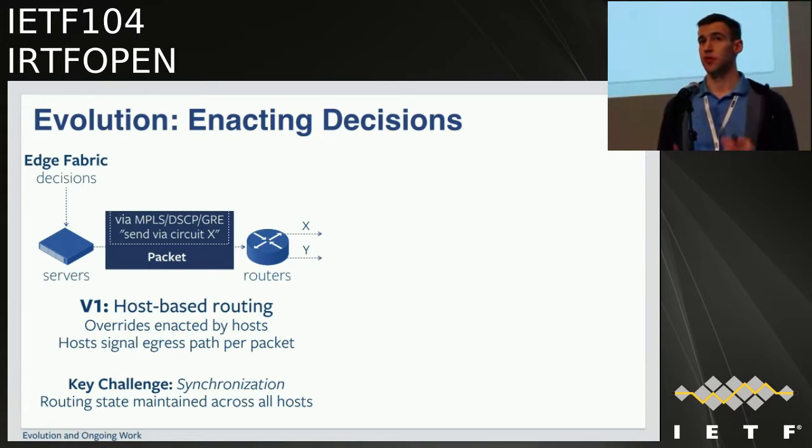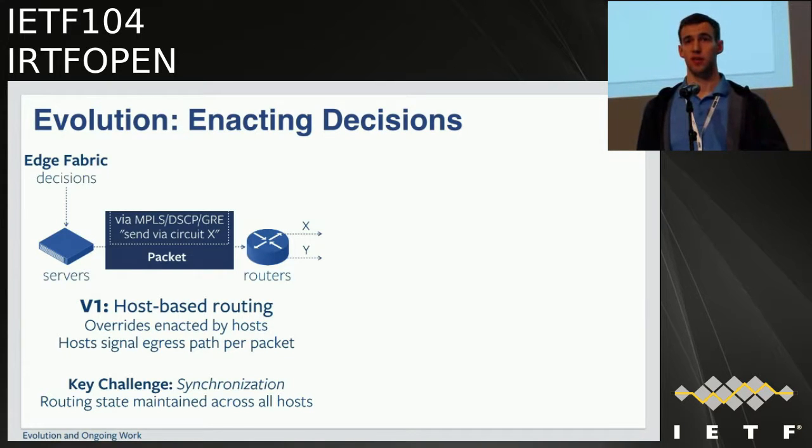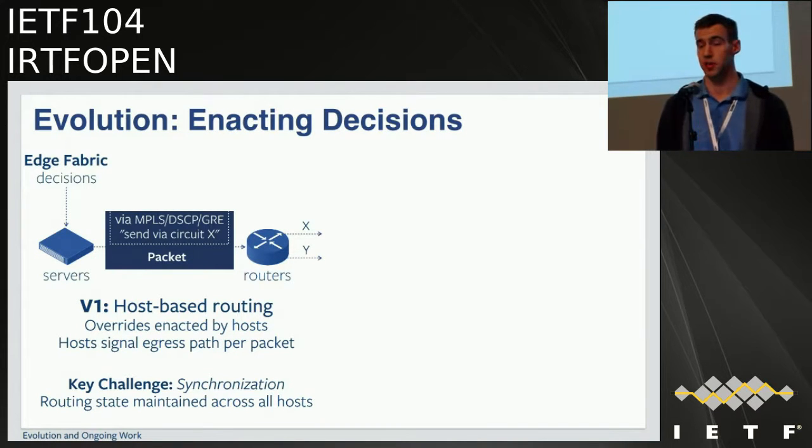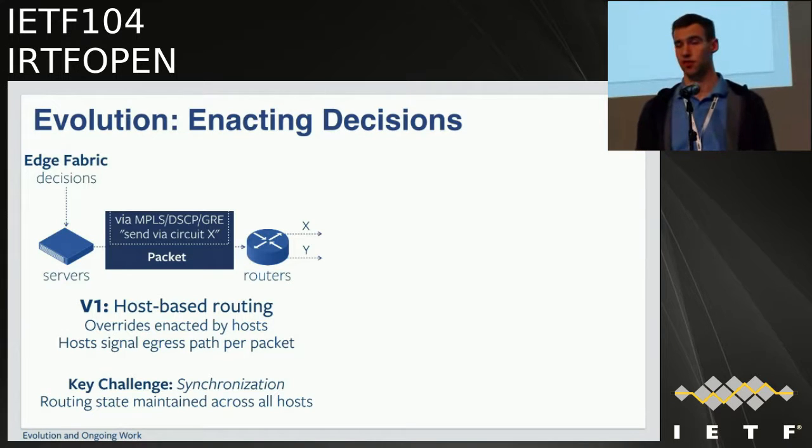So I talked earlier about those two extremes of how you can have routing decisions made at the edge of your network at routers, or you can have routing decisions made at your hosts. And when we actually started off with Edge Fabric, we were doing the other extreme, routing decisions made at our hosts. That's called host-based routing. So in this model, what Edge Fabric would do is it would inject its decisions directly into our servers. And then our servers would use MPLS, DSCP, or GRE, depending on the generation of Edge Fabric this was, to signal to routers at the edge of our network, send this packet through circuit X.